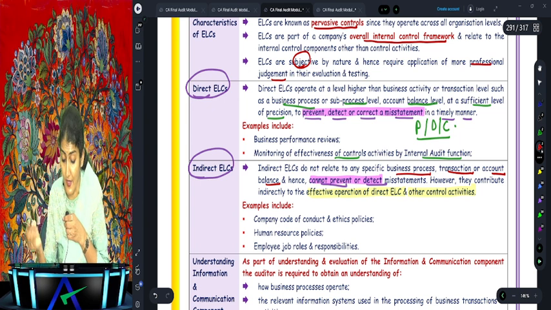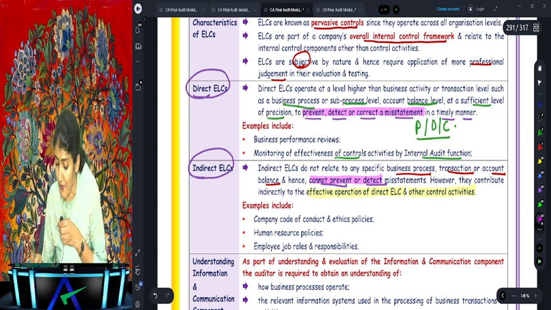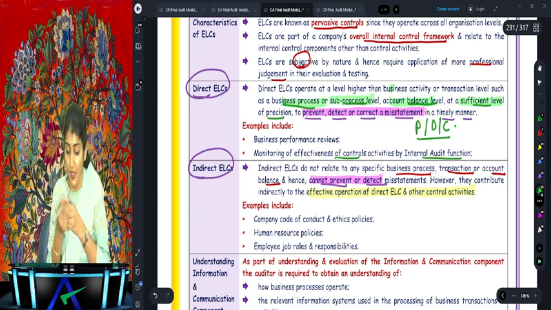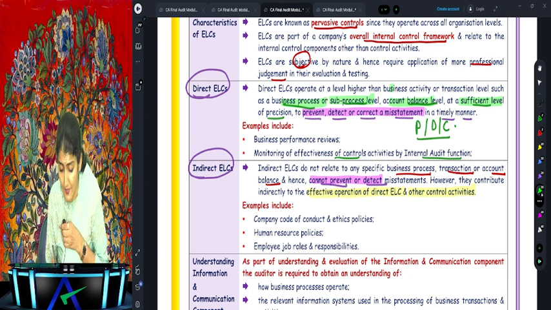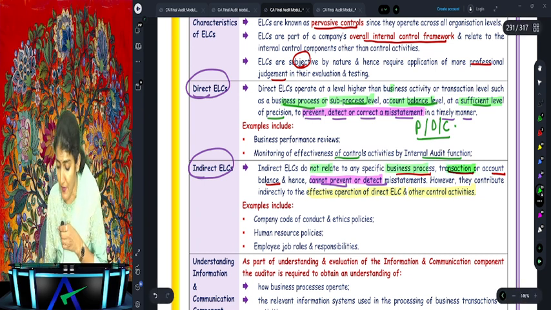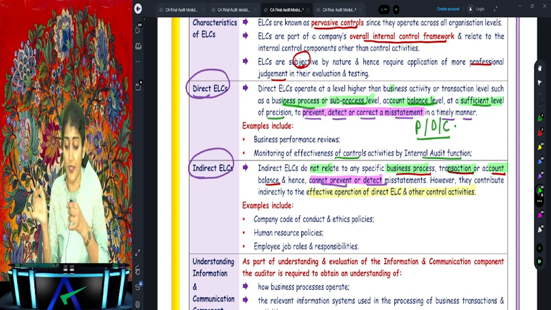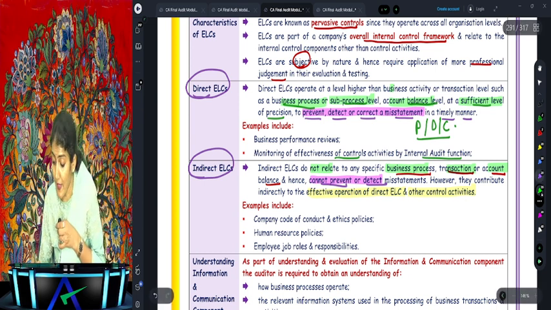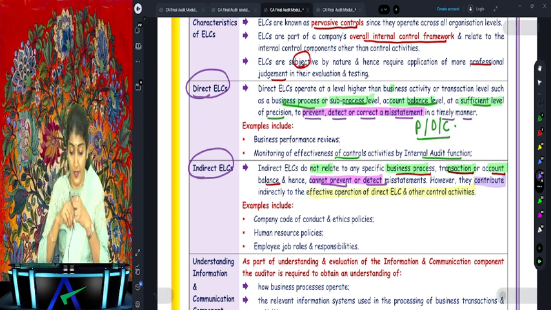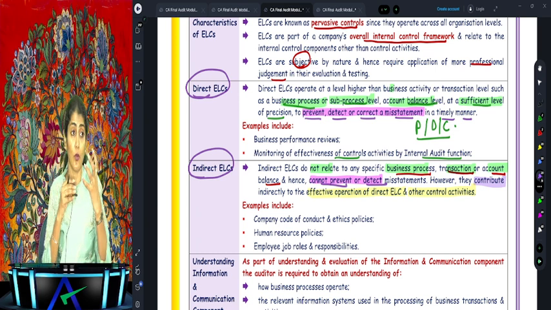See, what did we say? Direct entity level controls, they relate to a business process, a sub process, account balance, or the sufficient level. What do they say for indirect ELC? They do not relate to business process, transaction, or the account balance, and hence cannot prevent or detect any misstatement. However, they contribute indirectly, that is why they are called indirect ELC, to the effective operation of the direct ELCs and the other control activities.